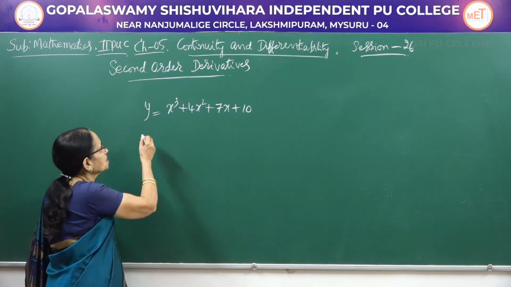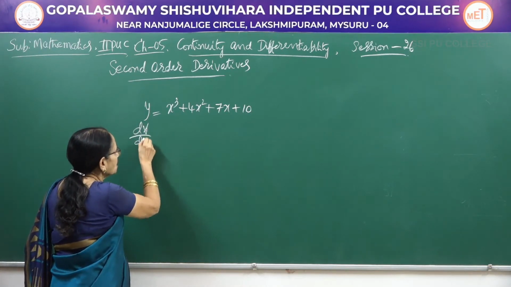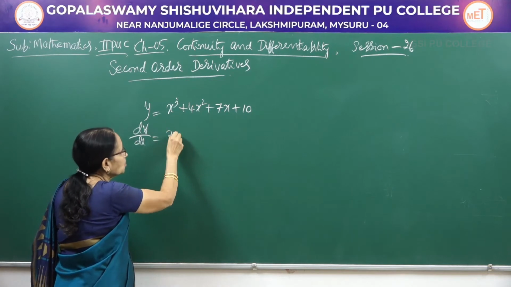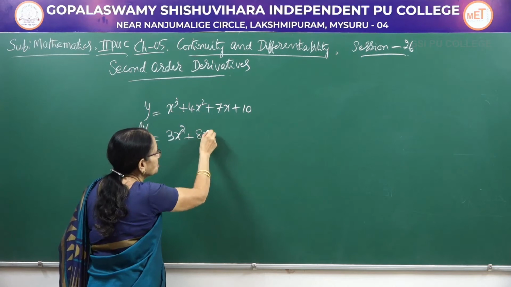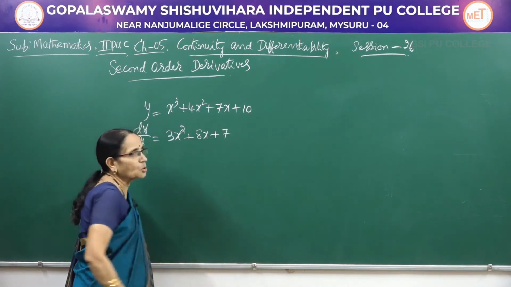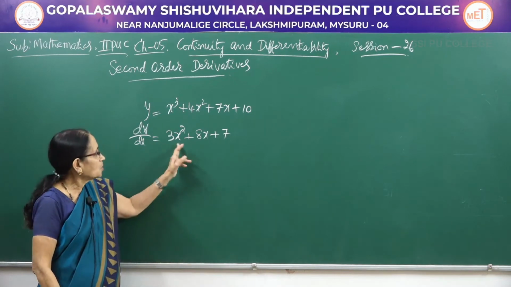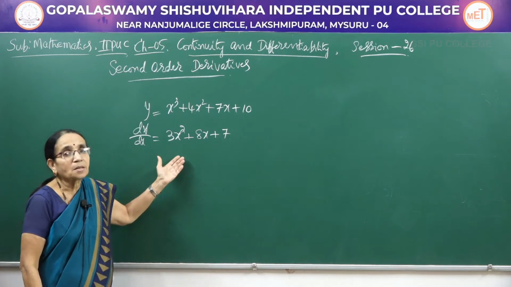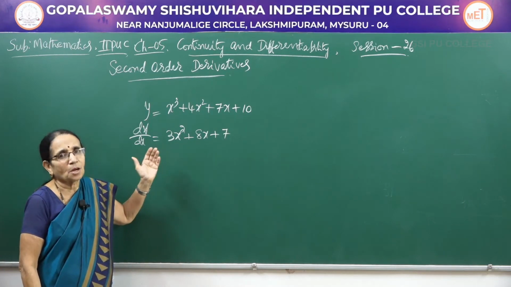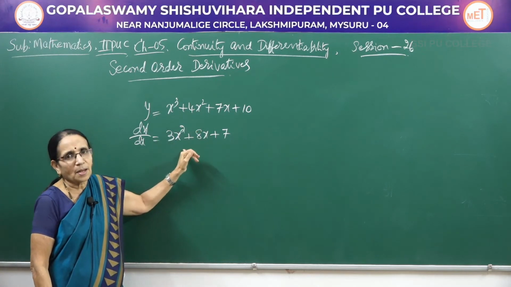Now, let me differentiate this with respect to x, that is dy by dx. You know that x cube becomes 3x square, 4 into 2x, that is 8x, and 7 into 1, that is 7. You observe the derivative here. Now, you observe that it is again a polynomial function. Certainly, it can be again differentiated. So, once we have done the differentiation, we got the derivative like this.